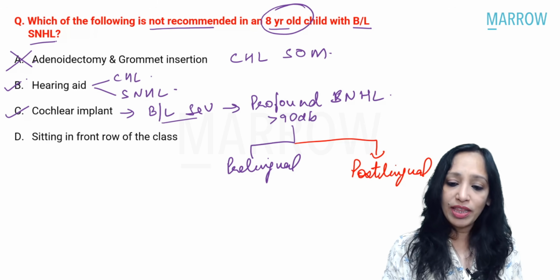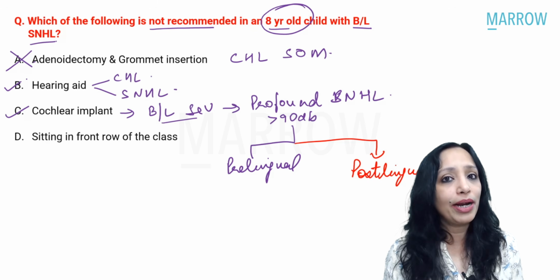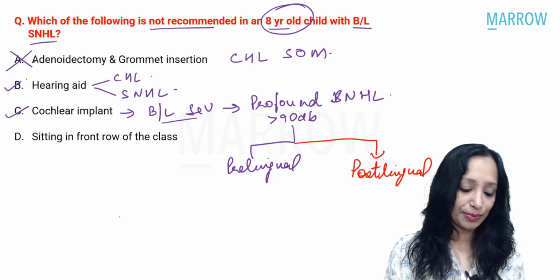Is that clear? So in this child, it is not mentioned whether it was prelingual or postlingual. Can we go for cochlear implantation? Yes, we can go for it.